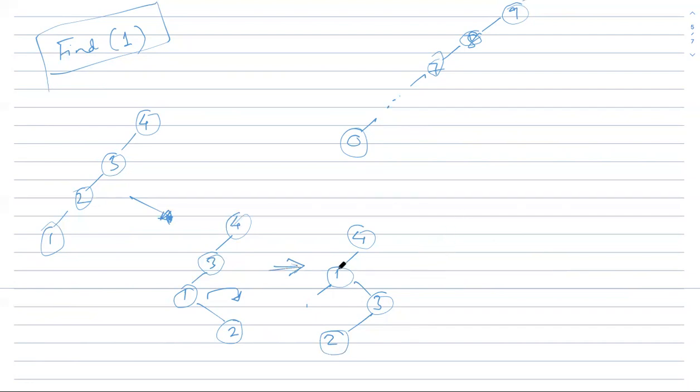Now, after again splaying 1 here, because we are trying to find 1, you want to give one more right rotation here. So you have 4 coming here, and then the rest of the tree goes down here.